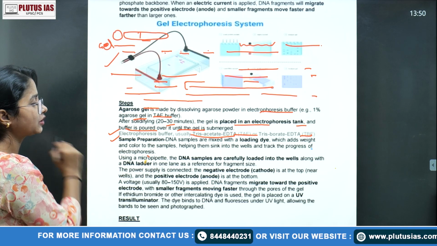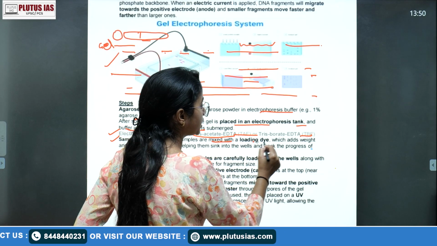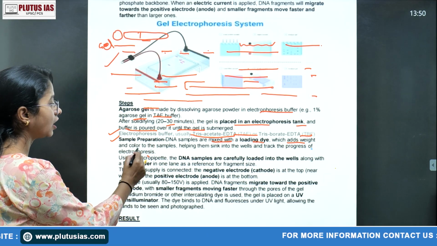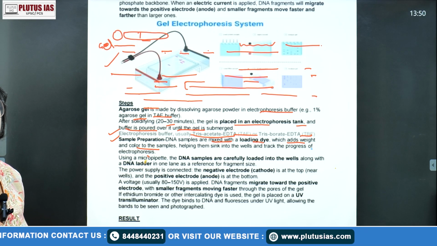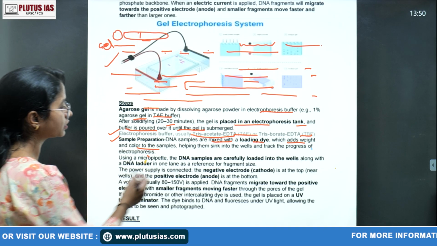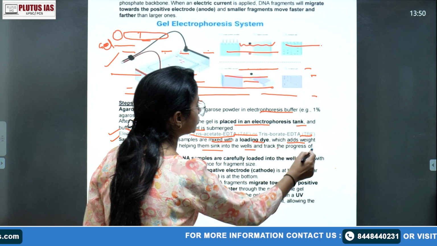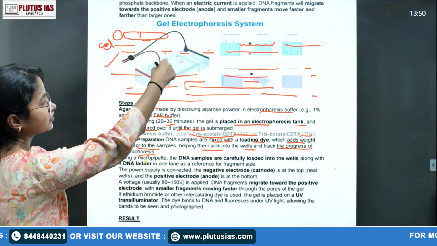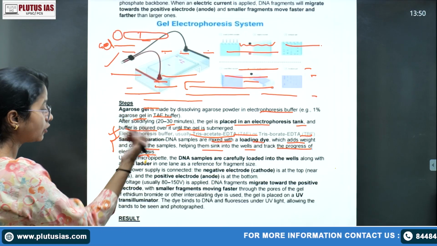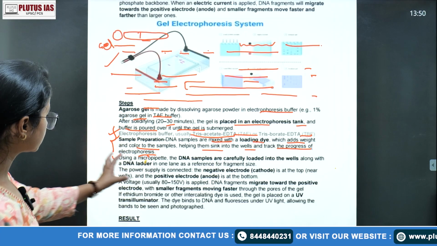Then how is the sample prepared? DNA samples are mixed with the loading dye, which adds weight and color to the sample. Here the dye is also specific, helping the samples sink into the wells and track the progress of the electrophoresis. That is what I have just described. How do they track the movement? First, this is preparation only.